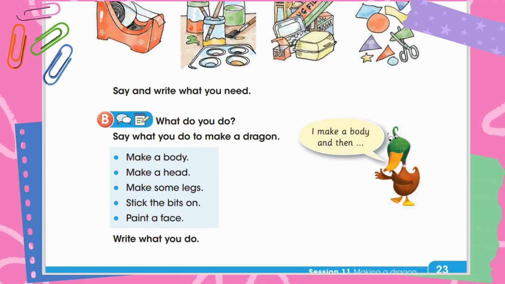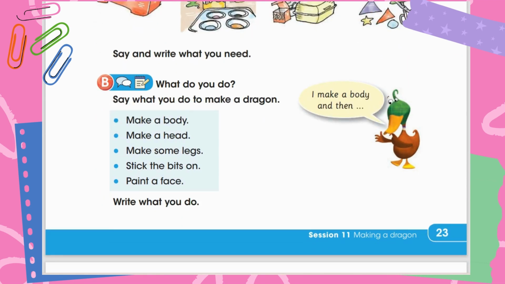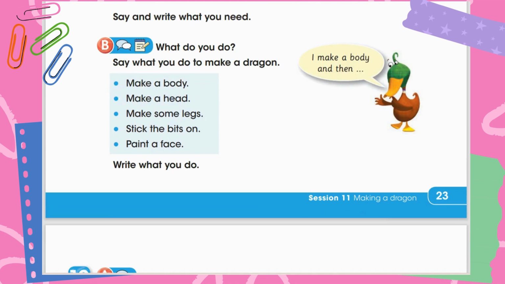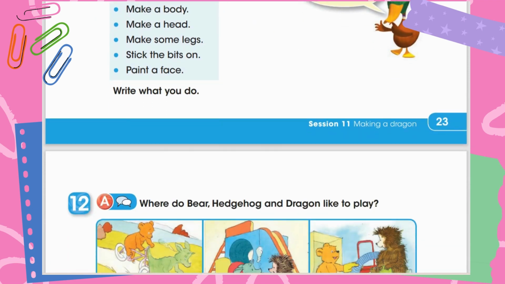So what do you do to make a dragon? These are the steps for how you can make a dragon with the paper boxes and disposable items. Make a body, make a head, make some legs, stick the bits on and paint a face. So these are the steps they are telling you. If you guys really want to do it, do it. Otherwise it's not compulsory. It's just part of the activity to make it fun.